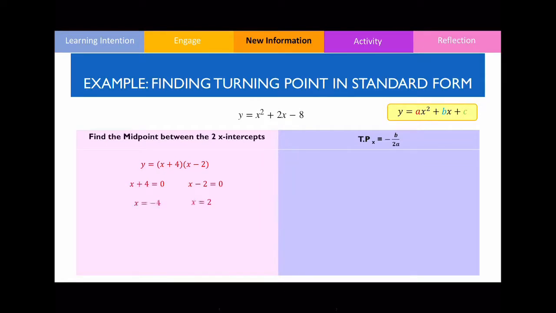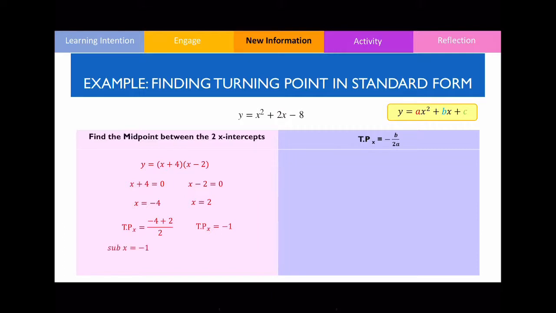Therefore, x is equal to -4 and +2. Now, once you've found your x-intercepts, to find the midpoint, you add these values together and divide by 2. If I've done that, it gives me -1. So that's the x value of your turning point. Now, to find the y value, because you write a turning point as a pair of coordinates, x and y, we sub -1 into the original equation and then solve for y.